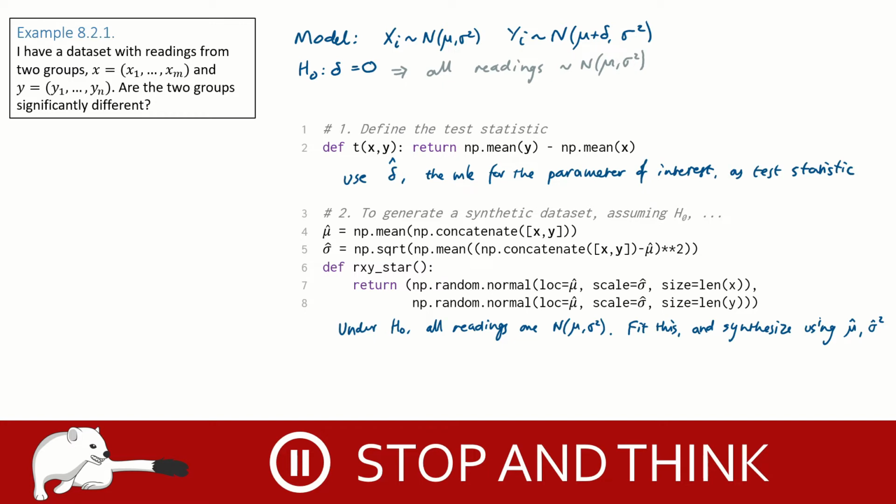What I want you to do is pause the video, think back to the previous video where we found a confidence interval for exactly this question. How did we generate a synthetic dataset for finding a confidence interval, and how is it different to what we're doing here? They are different, and you need to really be on top of things to know which method to use. So pause, look back to the previous video, and come back here when you're done.